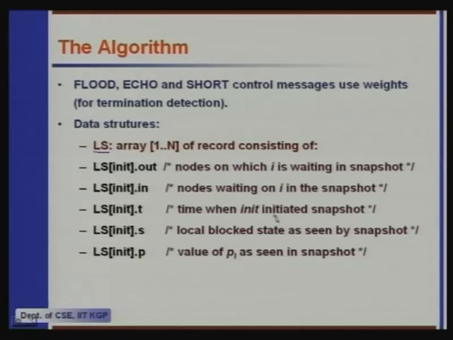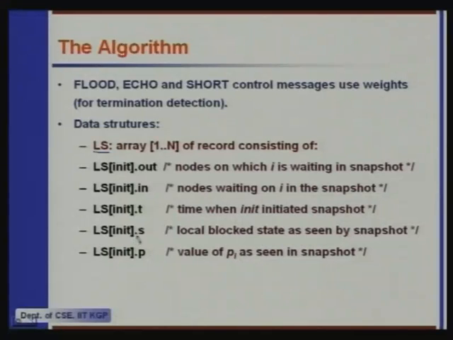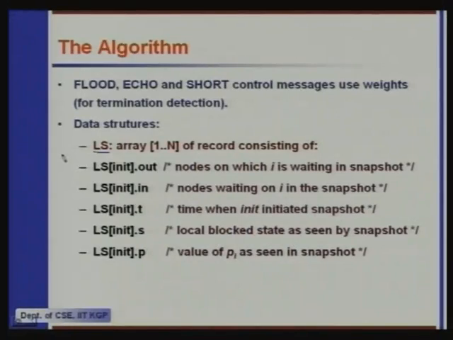T is the time when init initiated the snapshot, so that we can compare two different snapshots initiated at the same node by virtue of their timestamps. Init.s, which is the local blocked state as seen by snapshot, and p, which is the value of pi as seen in the snapshot. So, this gives you an idea of what the global deadlock detection algorithm is trying to capture. It is trying to take a global snapshot of the system and find out who is waiting for what, right.